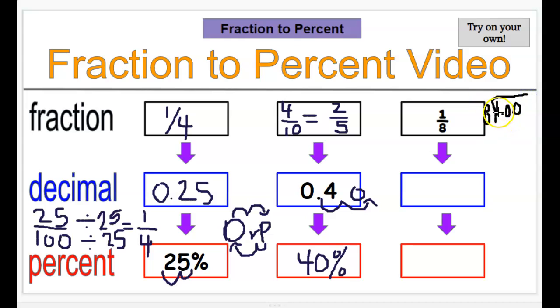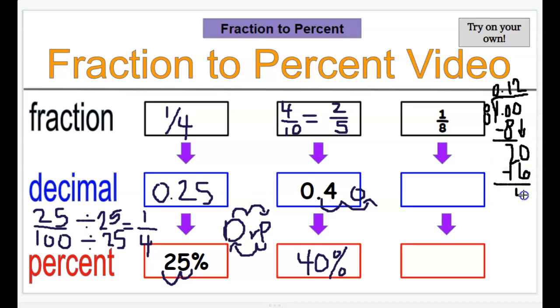So 8 can't go into 1, so I'm going to put a 0 here. I'm going to bring my decimal up, because I always bring my decimal up into the answer. 8 can go into 10 one time. And when I subtract, I would get 2, because 10 minus 8 is 2. That is supposed to be an 8. Then I bring down my 0, and I go, okay, well, 8 can go into 20 2 times, and I get 16.